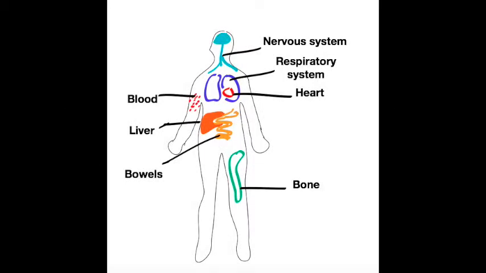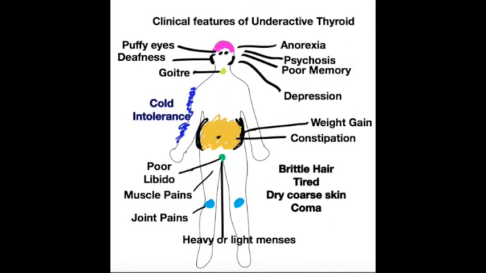Here we have a diagram showing the different parts of the body that can be affected by the thyroid hormone. As you can see, the thyroid hormone has an impact all the way around the body. Let's have a look at some of this a bit closer. So here we have a number of symptoms that would result from an underactive thyroid gland.